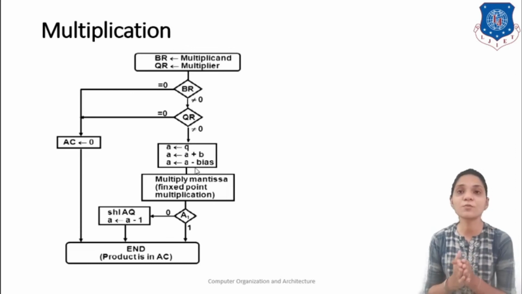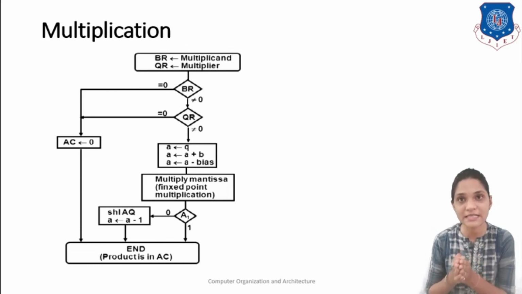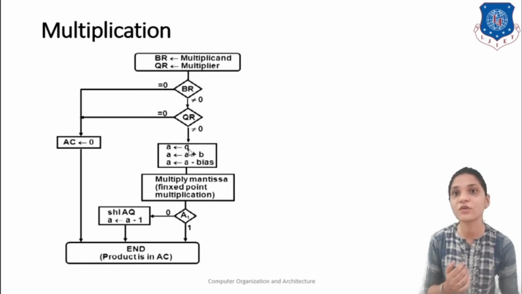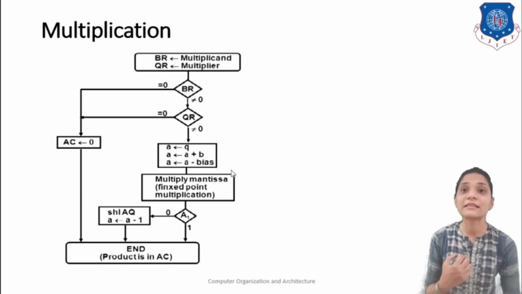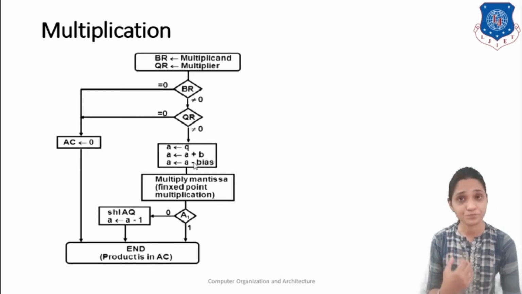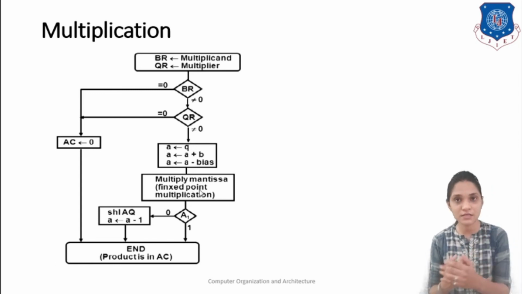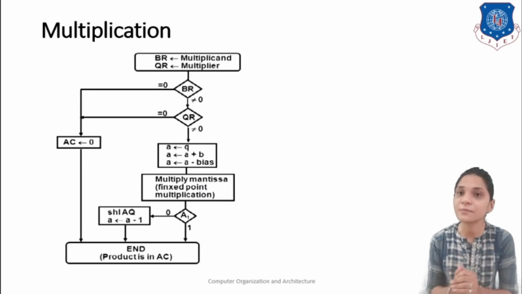In multiplication operation, you will multiply the mantissa and add the exponents. So here we are adding the exponent, that is A is equal to A plus B. First we have stored Q inside the accumulator mantissa, and then we will do the simple addition operation, and we will subtract some bias if there is some bias. And this is the part for the exponent. Now for the mantissa, you will do the simple multiplication operation that we have seen in the previous session.